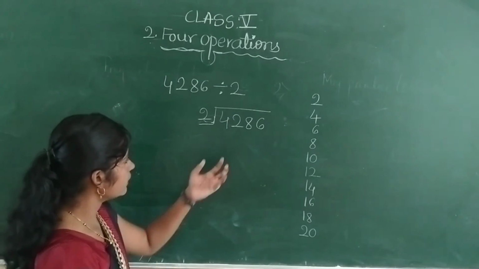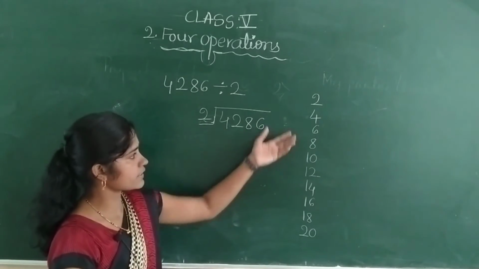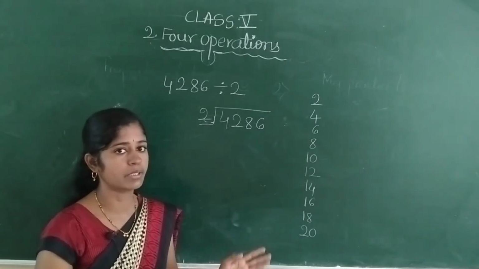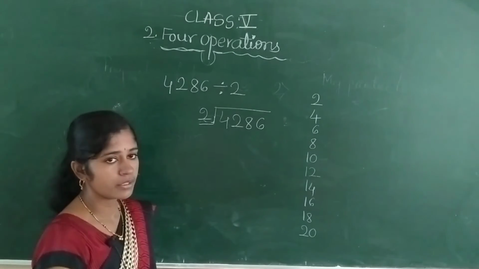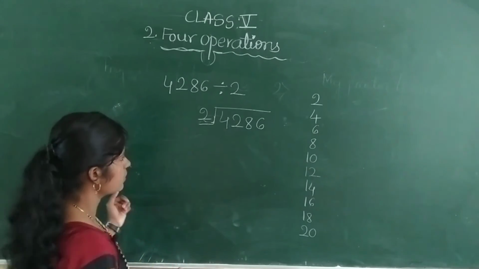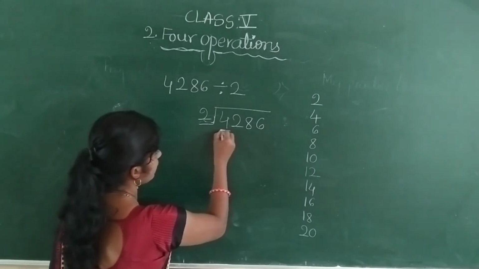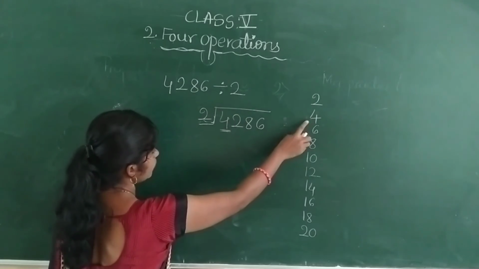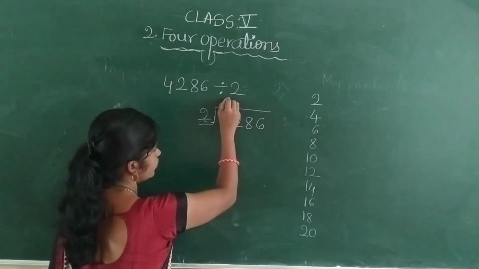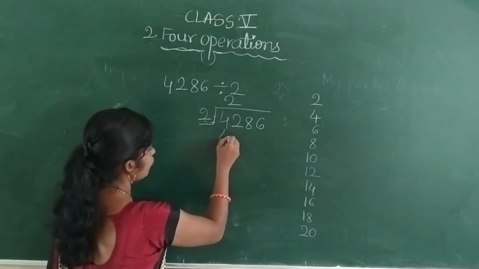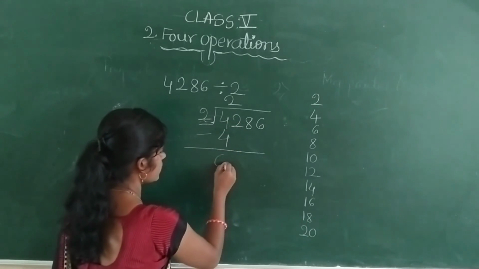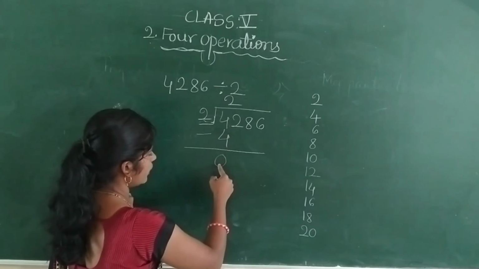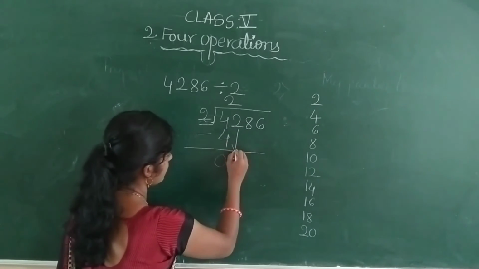So see here, 4286 is there. In this table that number is not there. For that what we need to do? You have to take one digit. So let us take this 4. Then 2 how much gives 4? 2 2s are 4, and 4 minus 4 is 0. Next, what remains here? 2.